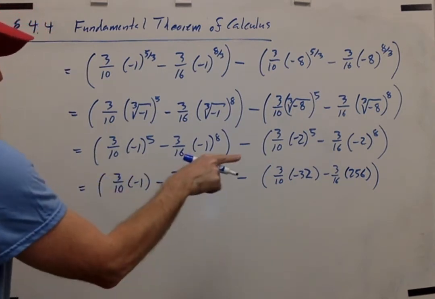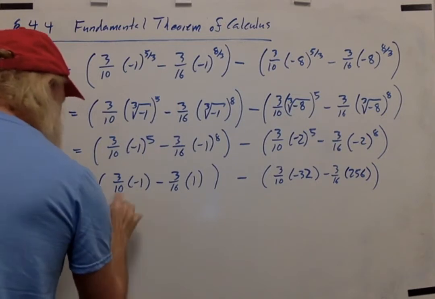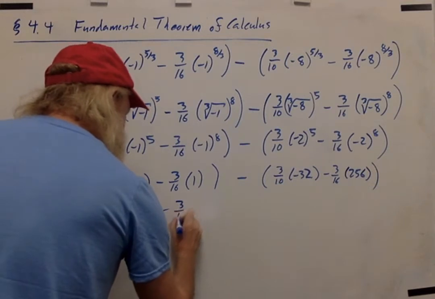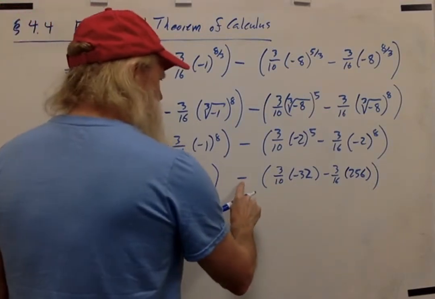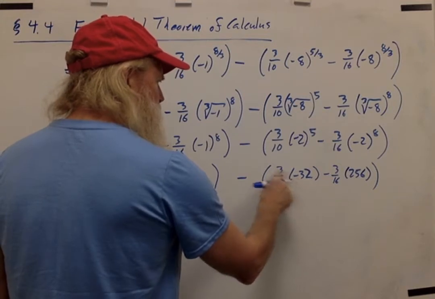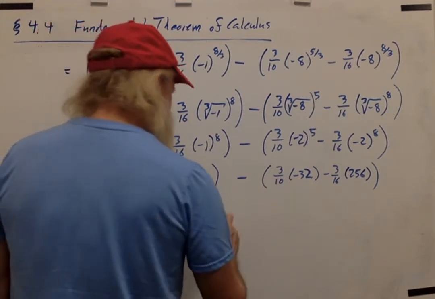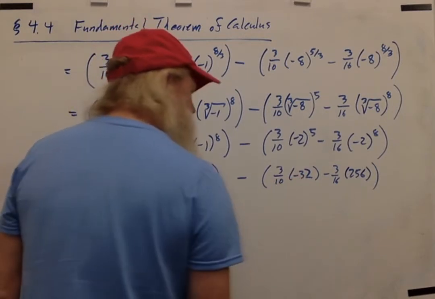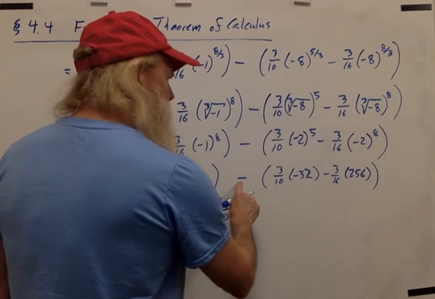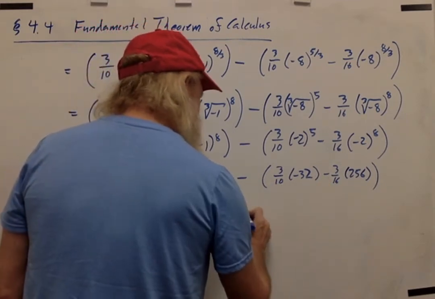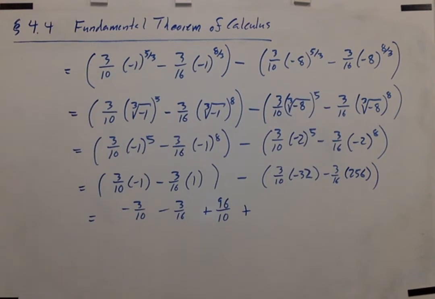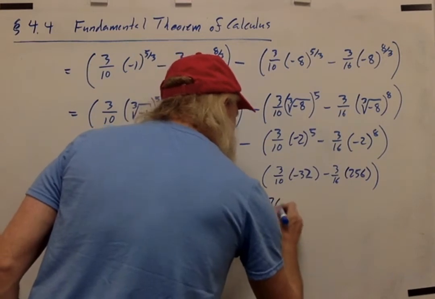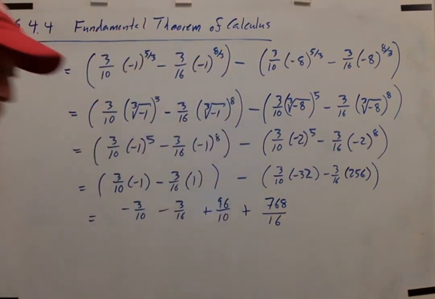So let's see if we can remove parentheses. I have a negative 3/10 minus 3/16. I have a minus times a minus 32 times 3/10, so that's going to be a plus 96 over 10. Then I have a minus times a minus, which is also a plus. 3 times 256 is 768 over 16.